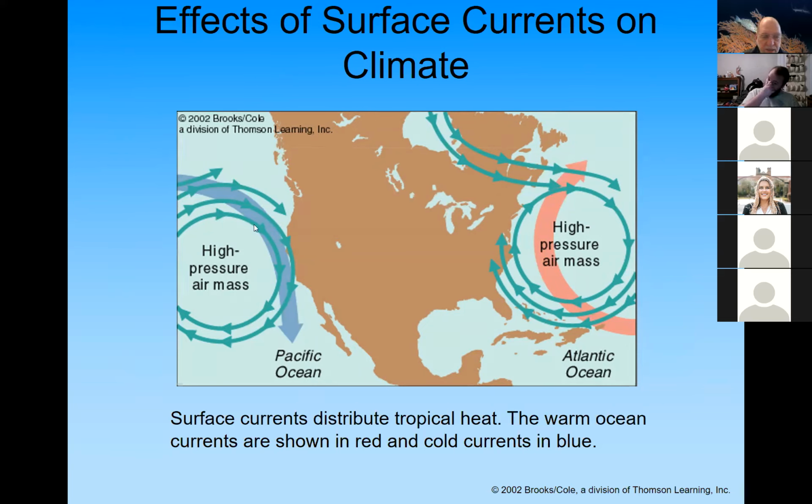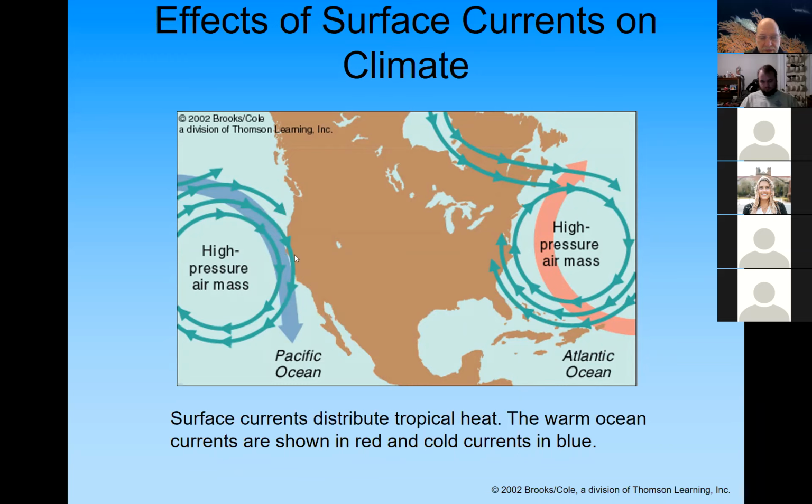High pressure air mass causing circulation. So if you have a high pressure air mass off the coast of California, that's going to tend to produce cold conditions. Whereas a high pressure air mass off the eastern coast of the US is going to tend to produce warm conditions. And so this fundamental difference in the orientation of high pressure circulation, high pressure cells, is one of the reasons that we have a very different climate on the west coast of the US from the east coast of the US.